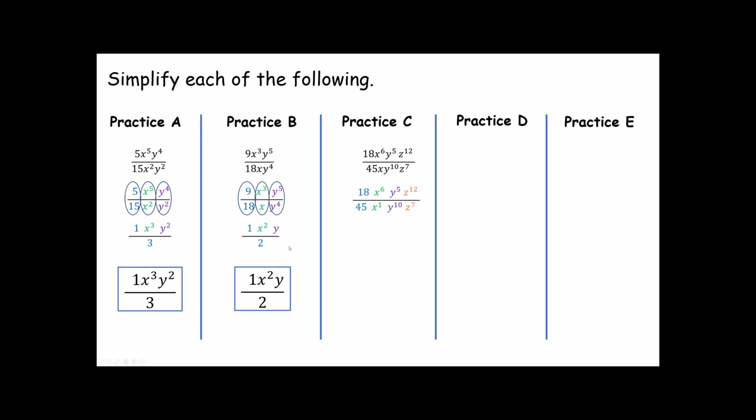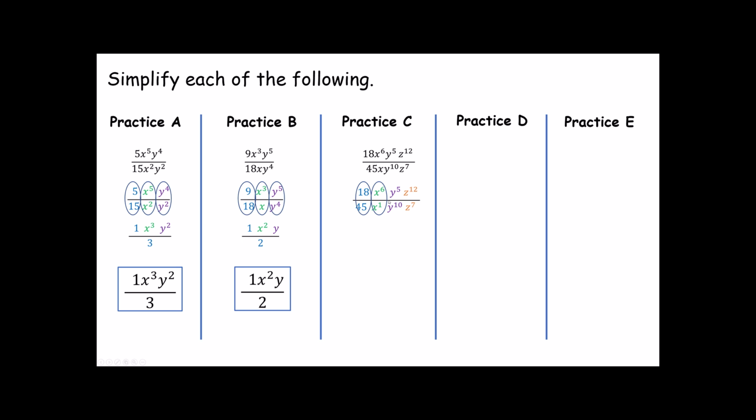Again, I'm going to split it into 4 parts this time. 18 over 45 will simplify. I think those are both divisible by 9, aren't they? 2/5, so 2 on top, 5 on bottom. I have 6 x's on top, 1 on bottom. My new rule says I should subtract those. 6 minus 1 is 5. Since it's positive, it's going to be on top.